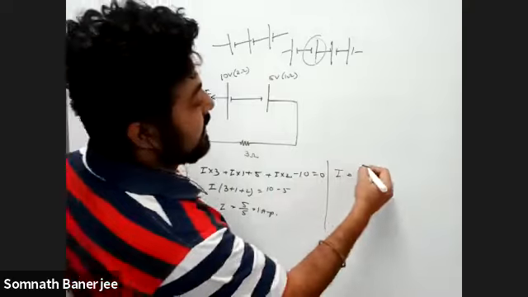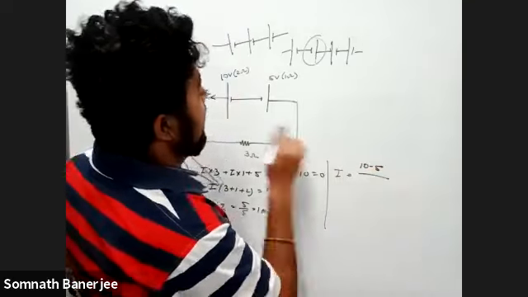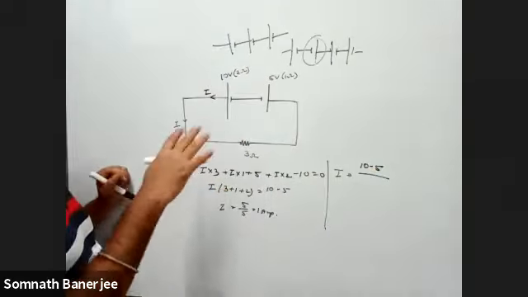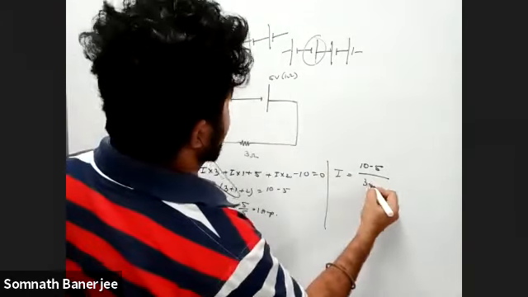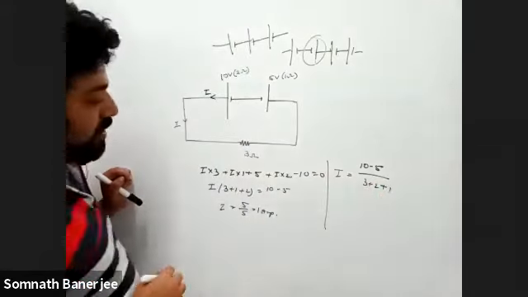So what we can write directly is 10 minus 5, and the resistance has no polarity. So the resistance is bidirectional. So 3 plus 2 plus 1. So 3 plus 2 plus 1. Okay, so it will be 6.